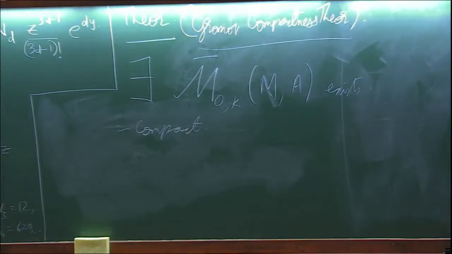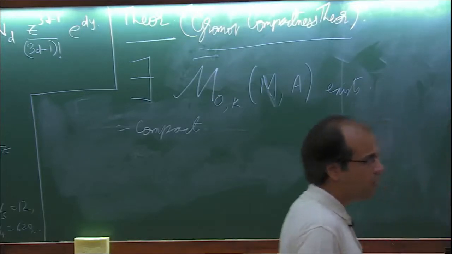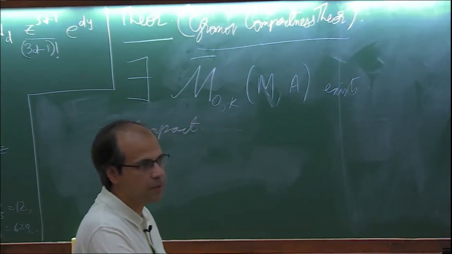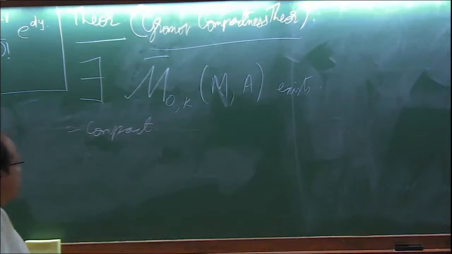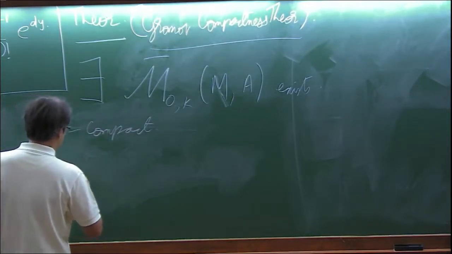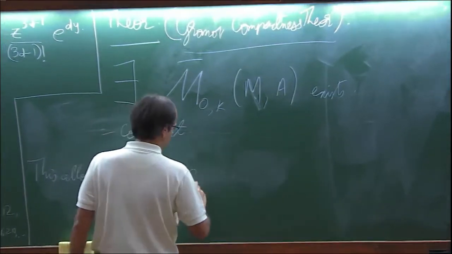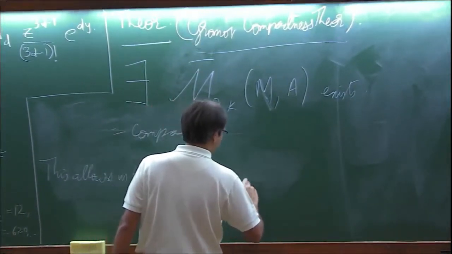Right. So if you throw in these bubble maps, then given any sequence of maps, after passing to a subsequence, they converge. And this allows us to define Gromov-Witten invariants.